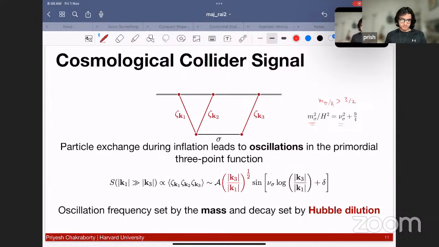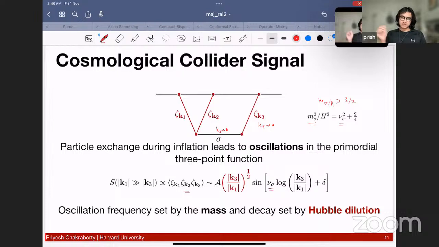Now, one characteristic aspect of the signal is that as you take one of the momenta, in this case k3, and send it to 0, you're also sending the momentum of this propagating particle to 0. In other words, you're setting it on shell, and in long distances, the sigma particle will oscillate through space. And these oscillations get imprinted onto the 3-point correlation function. So in the 3-point correlation function, as I send k3 to 0, you see these characteristic oscillations where the frequency is set by the mass of the particle.